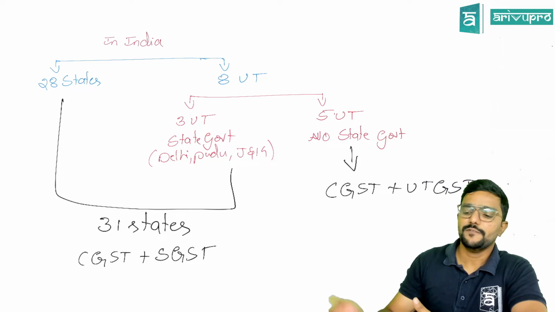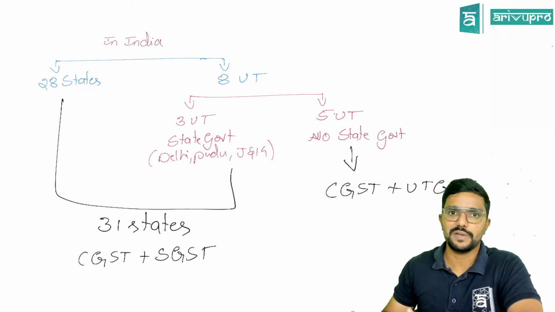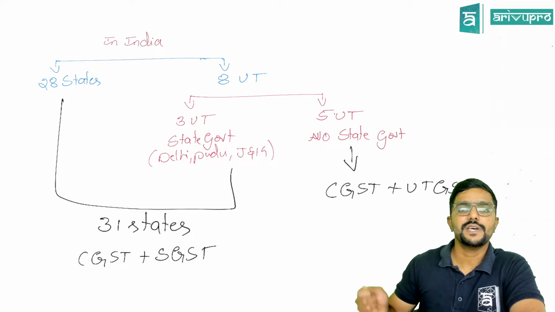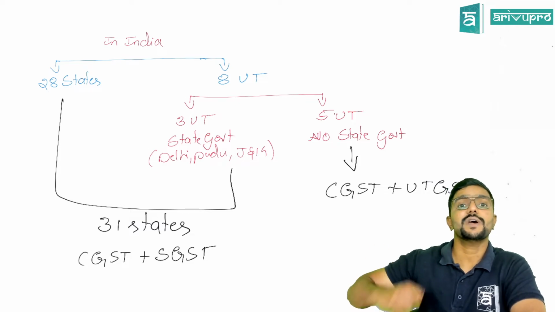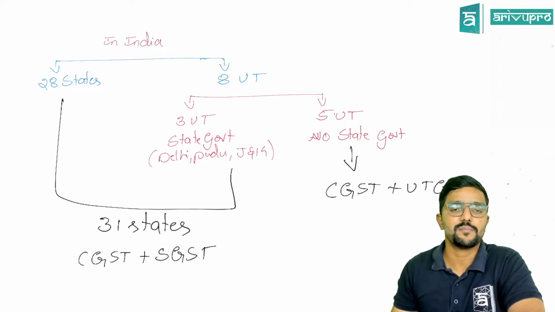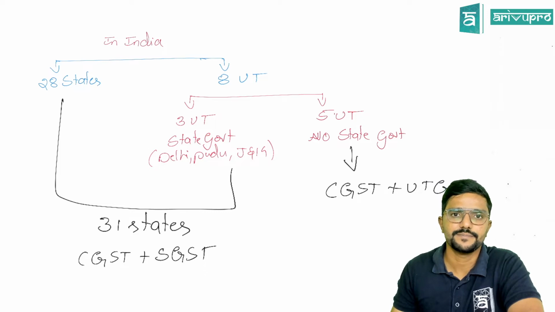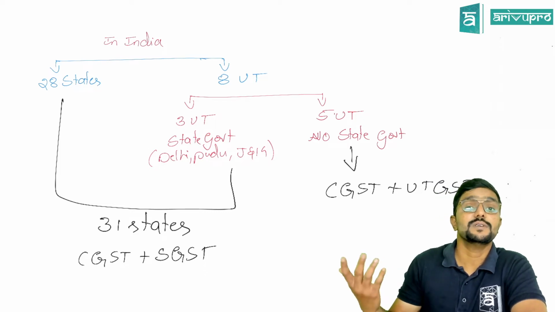If there is any supply from one state to another state, we call it interstate supply, and IGST would be levied, guys. And if there is any supply from one union territory to another union territory, for example, from Andaman to Lakshadweep, it is interstate supply. IGST would be levied for it. Clear?